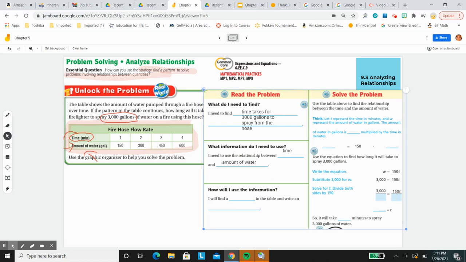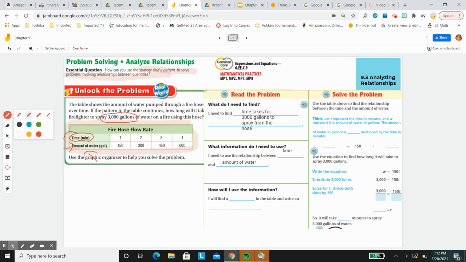So let's look over here and solve the problem side. It says, use the table above to find the relationship between time and the amount of water. Think. Let T represent time in minutes and W represent the amount of water in gallons. The amount of water in gallons is what? Multiplied by the time in minutes. Look at your chart. I have 1 to 150, 2 to 300. So in actuality, I'm just going to give it to you. It's going to be 150.